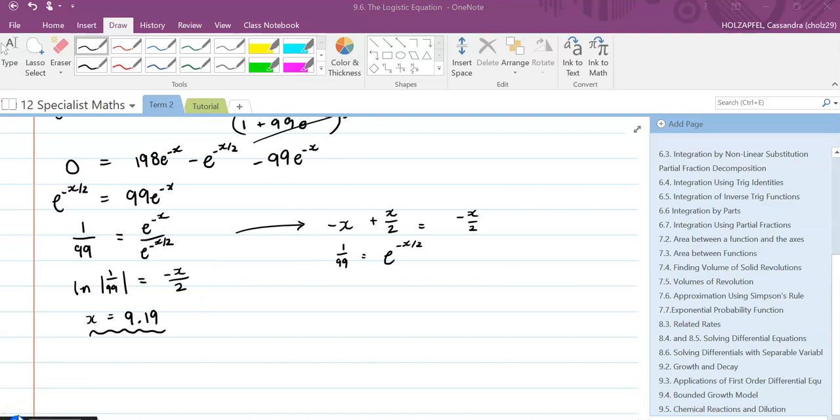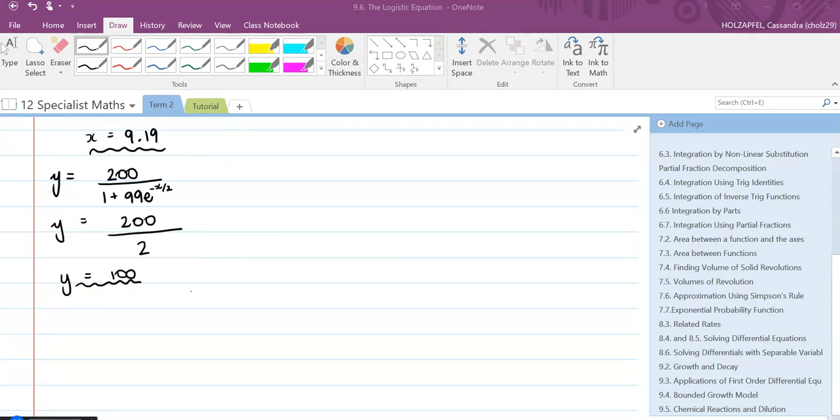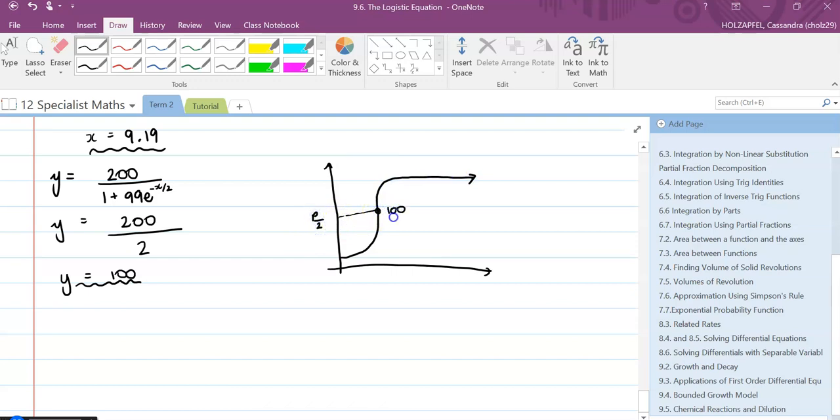Okay, so this does have an inflection point at x is equal to 9.19. Let's substitute this back into our original function to determine the population at this time. Substituting into my original equation, I get y is equal to 100. Since that was our point of inflection, if this was indeed logistic growth, that's going to happen at p over 2. We've determined this value to be 100, and that's when our value for x is equal to 9.19.